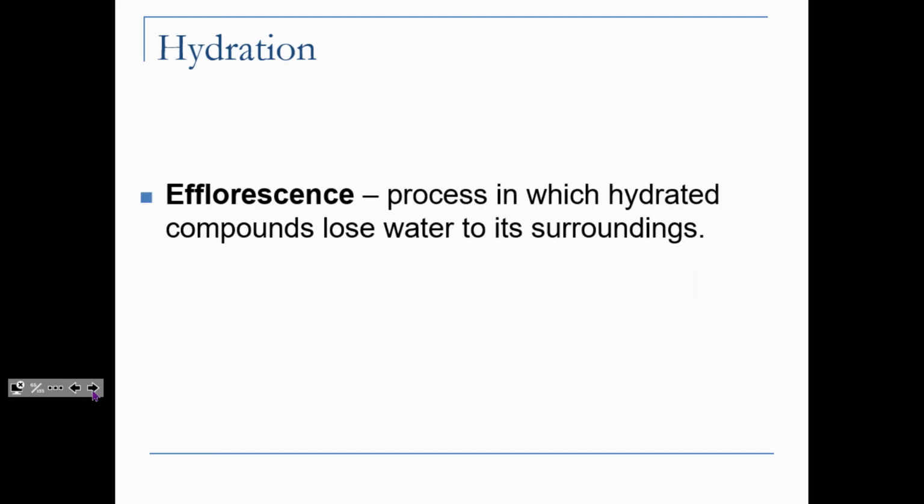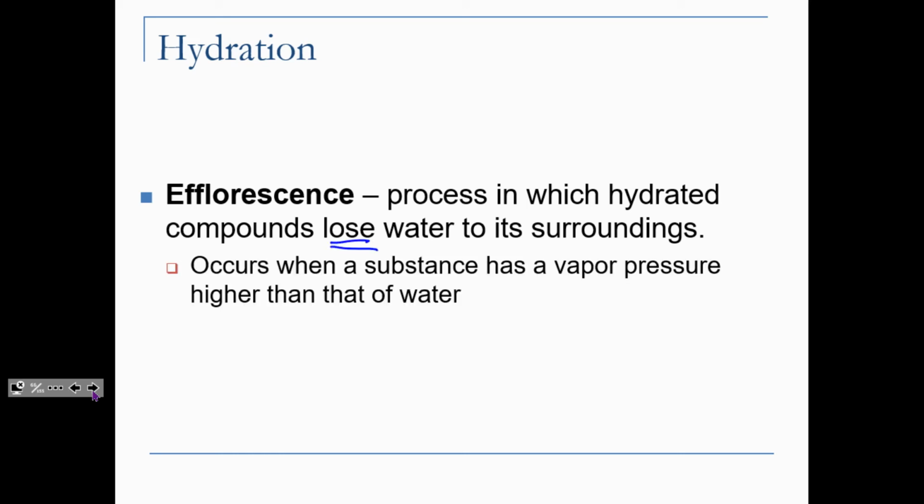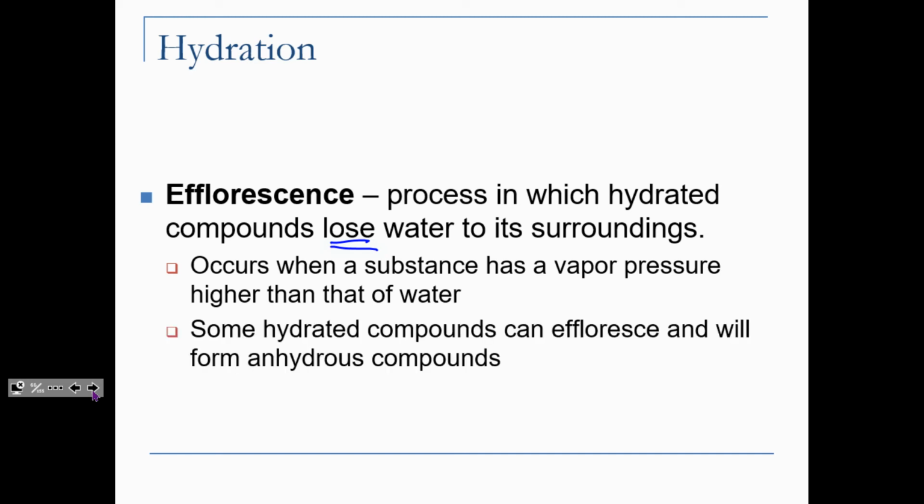In part 2 of the lab, we're going to observe 3 different concepts: efflorescence, deliquescence, and then also a desiccant. Efflorescence is the process in which a hydrated compound loses water to its surroundings. It occurs when a substance has a vapor pressure higher than that of water. The water is forced out of the compound. Some hydrated compounds can effloresce and will form anhydrous compounds.